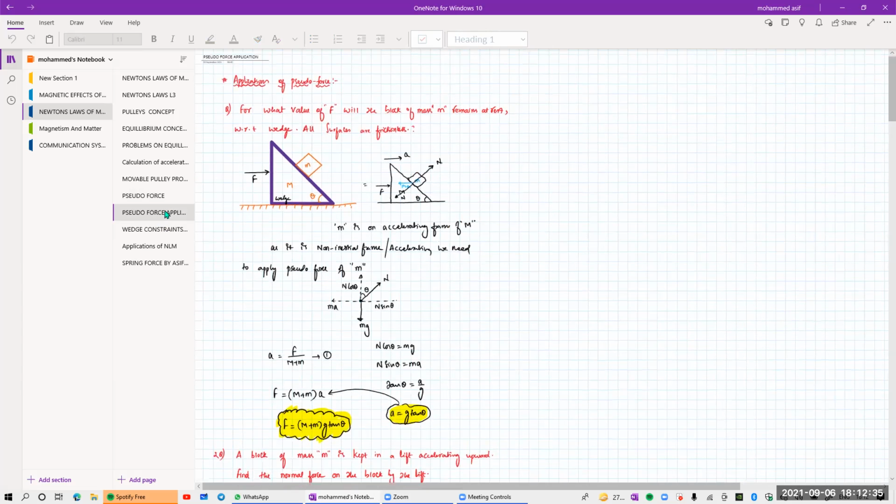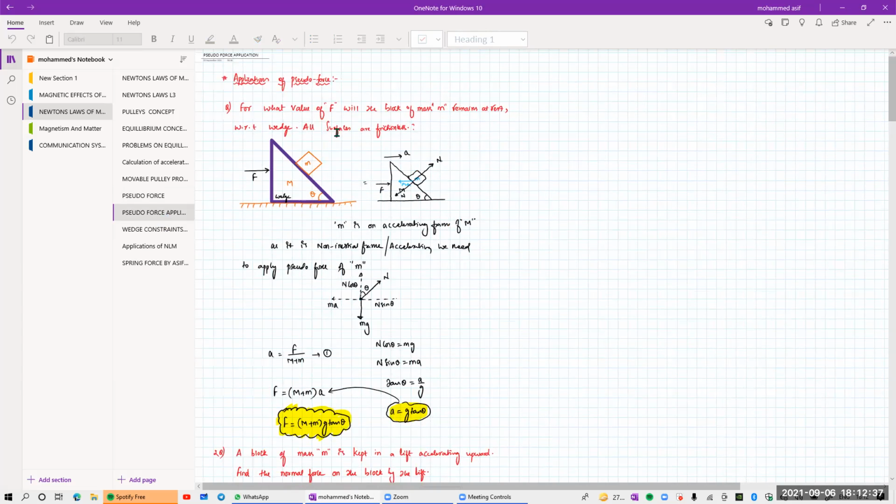Try to understand whether you are able to understand this question or not. For what value of capital F will the block of mass M remain at rest with respect to the wedge? All the surfaces are frictionless. We are applying the force on the wedge so that this small m should always remain at rest. That means, is this an accelerating frame or a non-accelerating frame? Sir, it's accelerating. So it's moving at a certain angle.